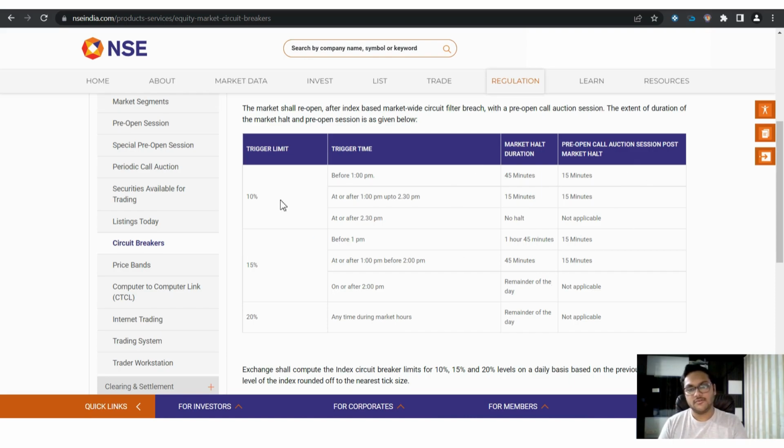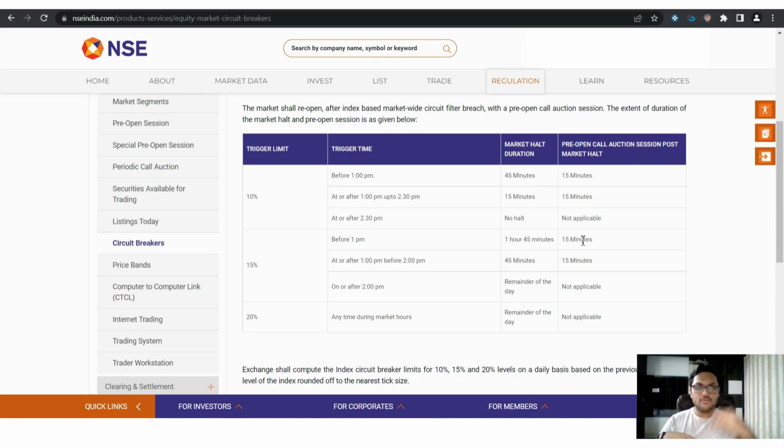Similarly, you can see for 10%, 15%, 20%, according to different timings, if the market falls or increases by this much percentage, first of all there will be a halt of this many minutes. And here you can see if the market falls by 20%, the trading will stop for the remainder of the day, for the entire day. So the pre-opening session is obviously not applicable here, because trading will stop. In the other cases, after the halt there will be a pre-opening session, and then trading will resume. So this was the concept.